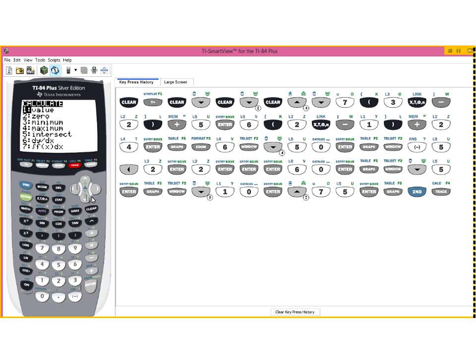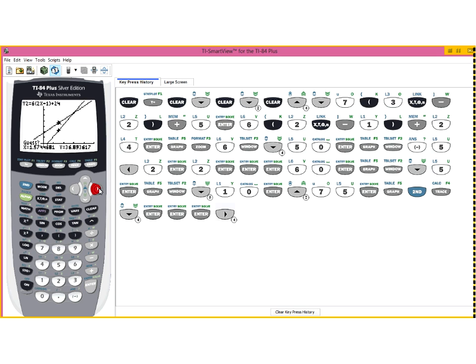Now I go to Calc, and I'm going to find the intersection. So go down to Intersect. It asks me for the first curve. There's only 2 showing. I hit Enter, and I hit Enter. And it wants a guess, so I help it out by getting close to that intersection. And hit Enter. And we get X equals 3 and Y equals 54. But the X equals 3 is the one that I am interested in.